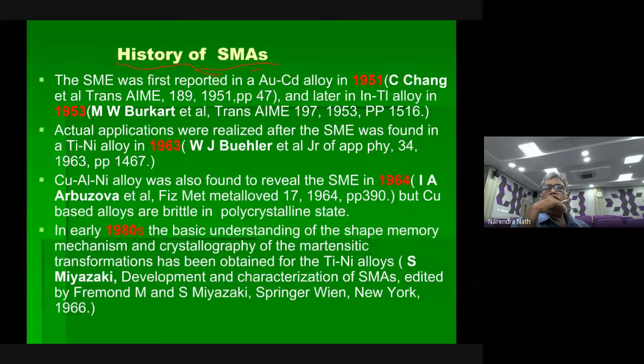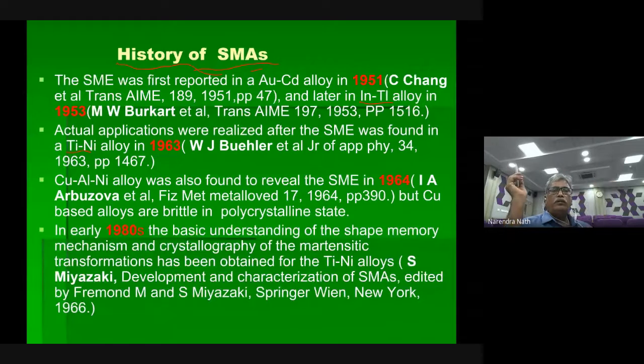The first report in this material was the AuCd alloy in 1951. They found the shape memory effect in 1951, but at that time there was not much usage. They just identified it. Then again they noticed it in this alloy in 1953, and later on actual applications were realized. After a gap of 10 years, it is not that no work was carried out. A lot of work was carried out on the research front. They may have arrived at many doubts that existed, and cleared them. Then actual applications were realized and they started using this. This is actually 1963. They found it in titanium nickel.